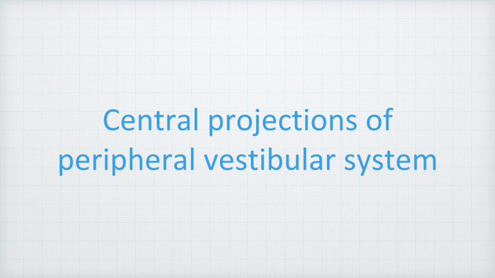We have discussed in detail the different aspects of the peripheral vestibular system, but these impulses, these signals, get sent to the brain. This is known as the central projections of the peripheral vestibular system, and largely there are areas in the brain which control balance. The most important is the cerebellum, and we'll discuss that in greater detail now.